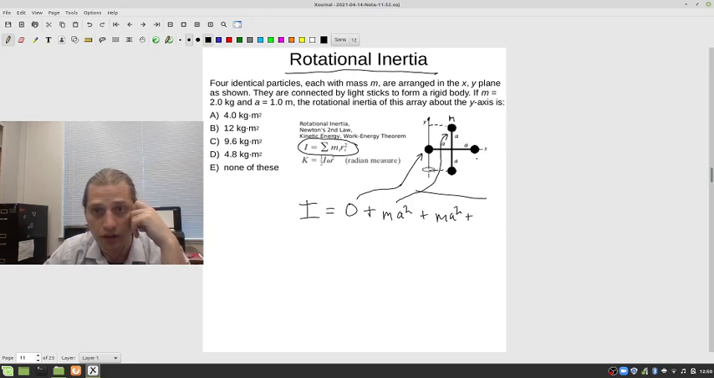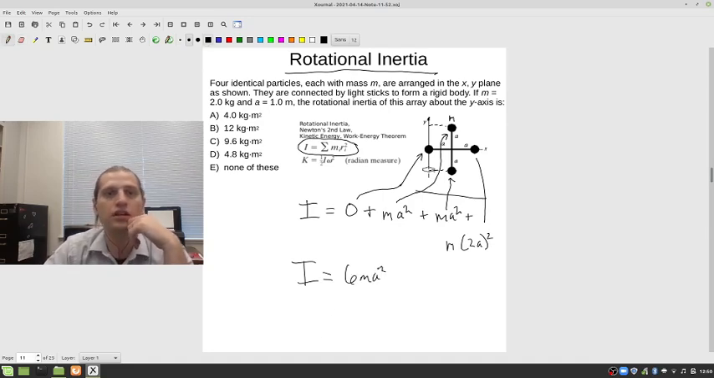Okay, so this last one would be m times (2a) squared. So overall your rotational inertia would be 1, 2, this was 4, since 2 squared is 4, 1, 2, 3, 4, 5, 6. 6 m a squared, and you can stick in the numbers and find out what the answer is.